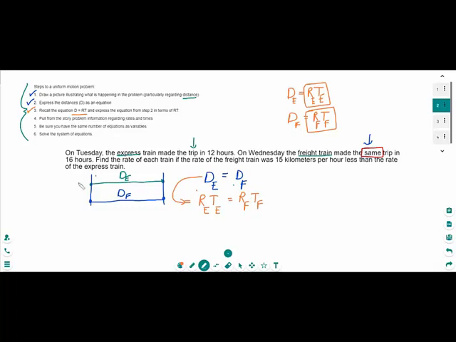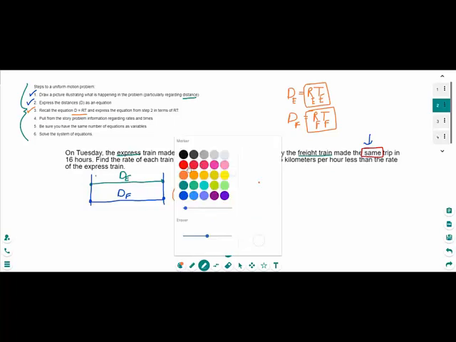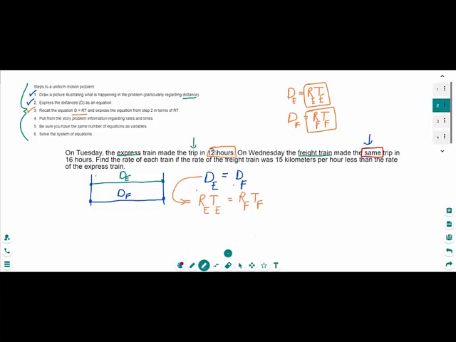So what else have they told us here? So let's start pulling things from this. So we say on Tuesday, the express train made the trip in 12 hours. Well, what's 12 hours? What is that? Maybe I'll go to a different color here since we're in a different step. What's the 12 hours? Well, that's time, right? And it's whose time? It's the express train's time. So we can say that the t, representing time, sub e, so the time of the express train, is equal to 12 hours, right? T sub e is going to be equal to 12.